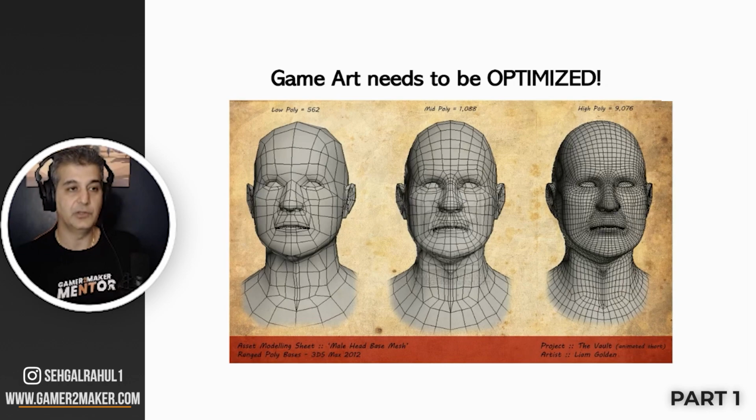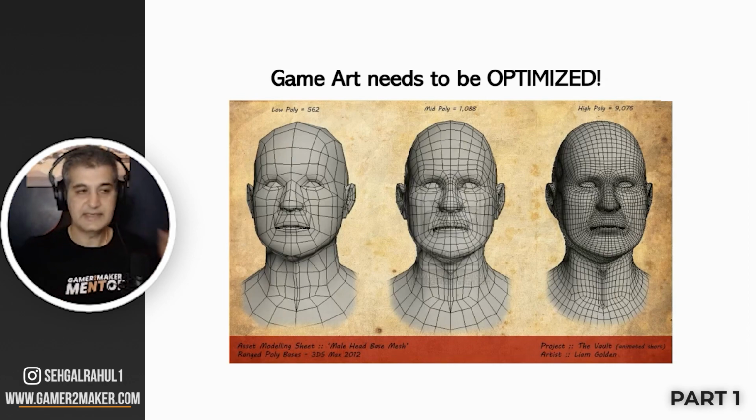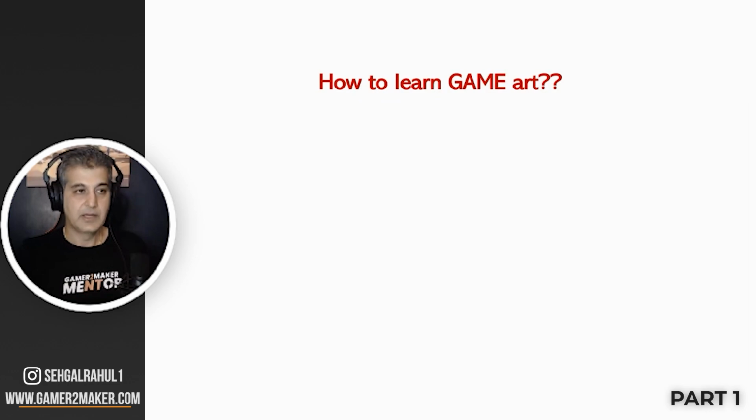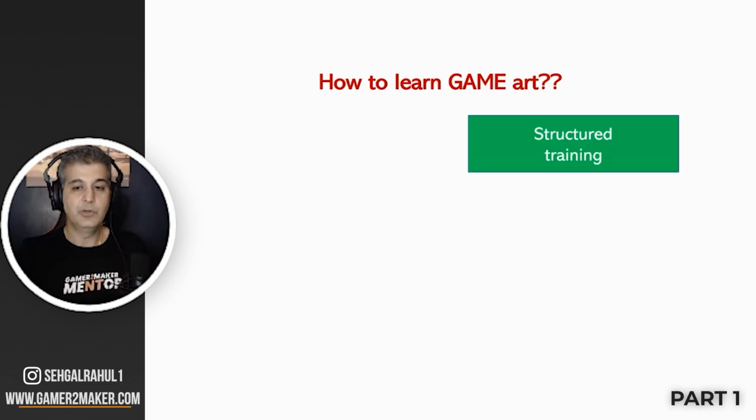And look at the huge difference between the polys for the one on the right and the one on the left. The one on the right cannot be used in games, the one on the left can be used in games. The skill of a game artist is to make sure that models are optimized and still look good. That is the real skill of a game artist, and that is how game artists are very different from other artists in animation, VFX, etc. Now the question comes, how do you learn game art?